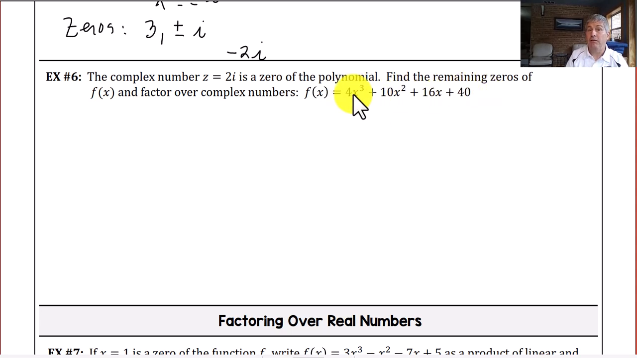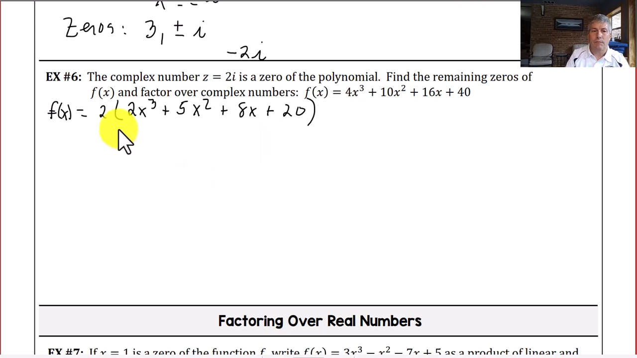These are all even. We can take out a common factor. It looks like we can take out a common factor of 2. So let's go ahead and do that first. I can set the function equal to 0 now and set the 2 aside. I don't need the 2 that I factored out, so we get 0 equals 2x cubed plus 5x squared plus 8x plus 20. And we'll go ahead and factor that by grouping.